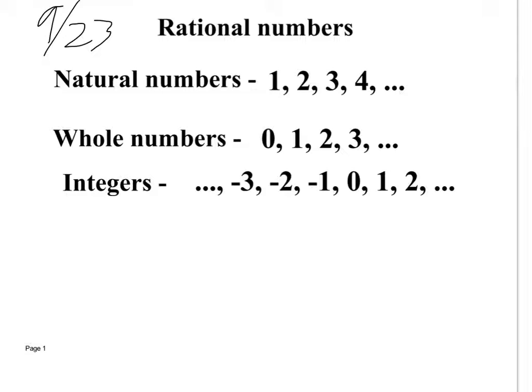1, 2, 3, 4, 5. Whole numbers, you add 0 to it. Integers, we've been talking about all year. They're whole numbers, they're natural numbers with the negative version of those. So -3, -2, -1, -100. But they do not have fractions. Integers don't have fractions or decimals. They're pretty much whole numbers with negatives.